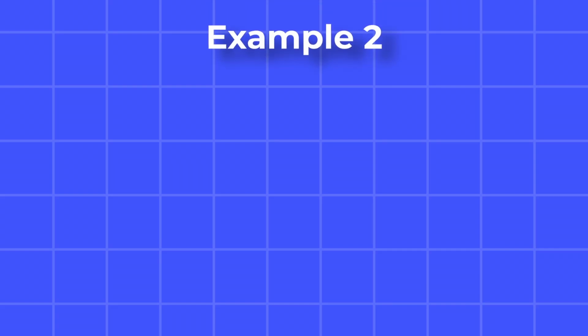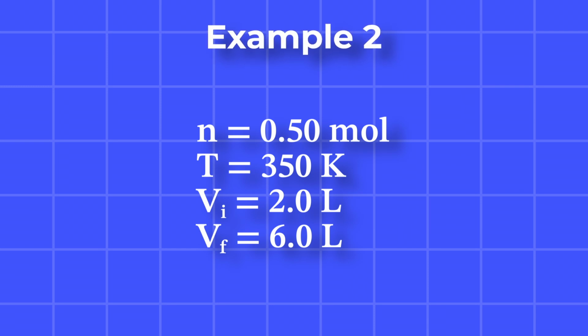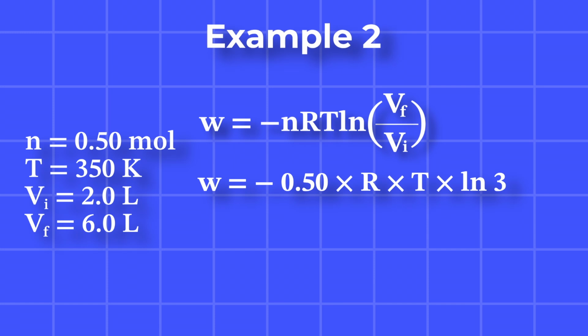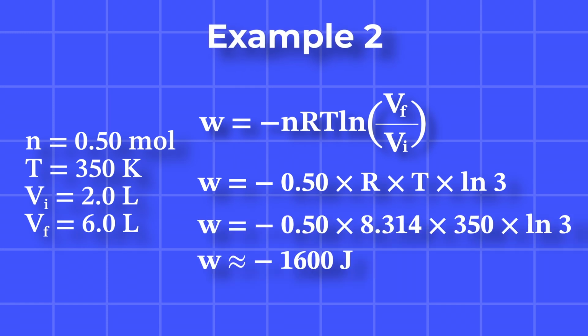Now try a second case using the same formula. Half a mole at 350 Kelvin expands from 2 liters to 6 liters, reversibly and isothermally. Compute W equals negative nRT times natural log of 3. That gives about negative 1,600 joules of work by the gas.